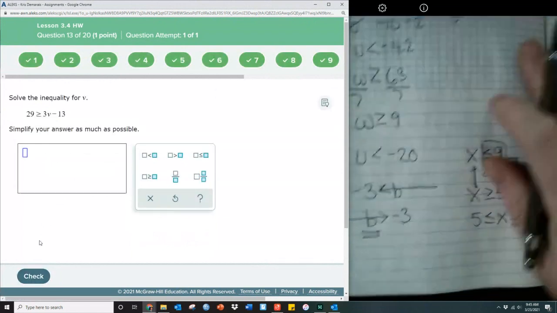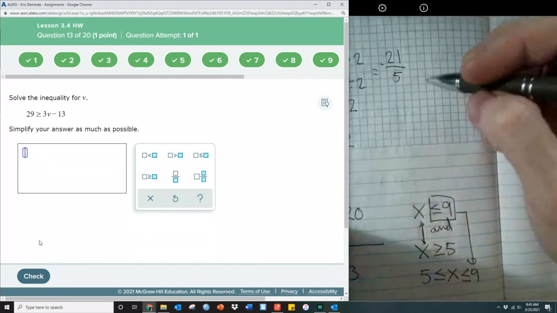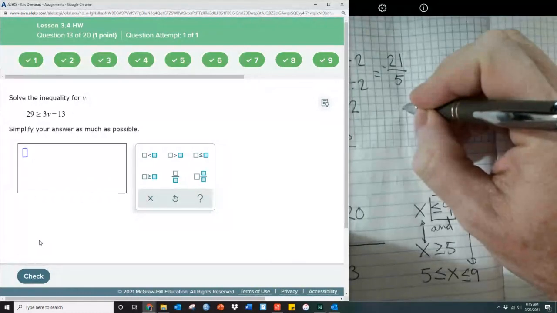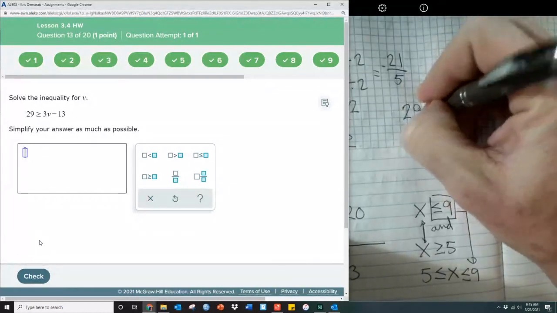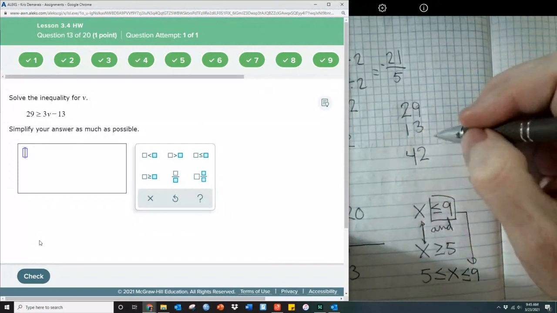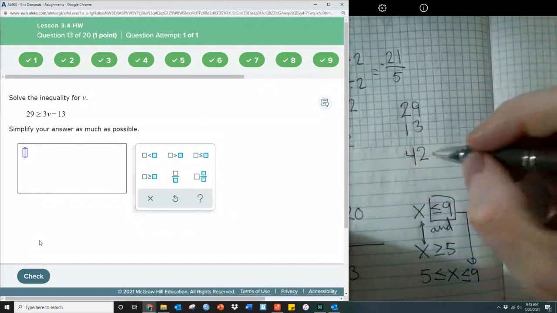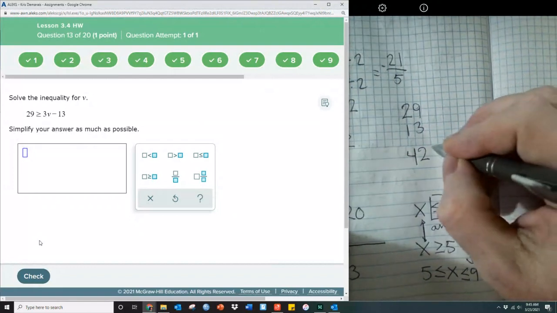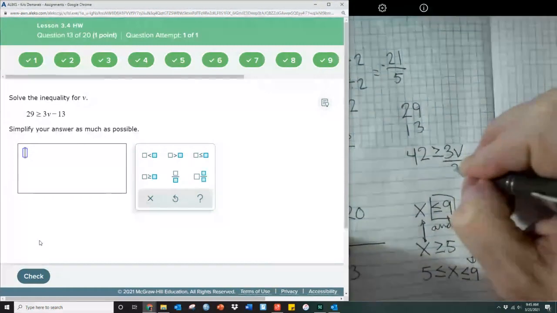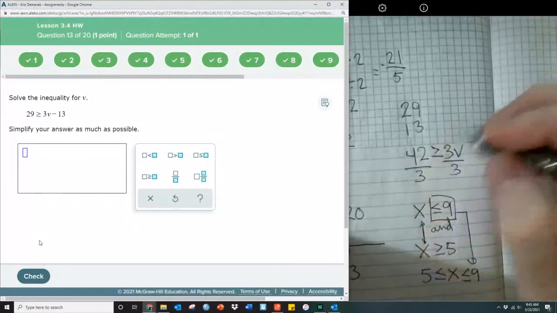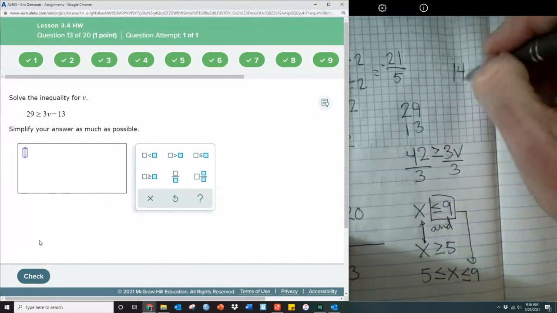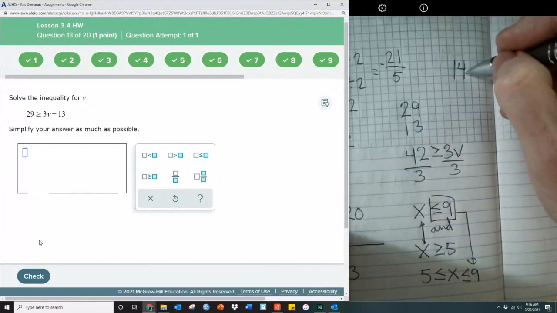Now solve the inequality. All right, now solving this, we just go ahead and subtract. Since we're subtracting 13, we're going to add 13 to both sides. So 29 plus 13 is 42. Okay. Now 42 is greater than or equal to 3v. I'm going to divide both sides by 3. 3 goes into 4 one time. 3 goes into 12 4 times. So our answer is 14.